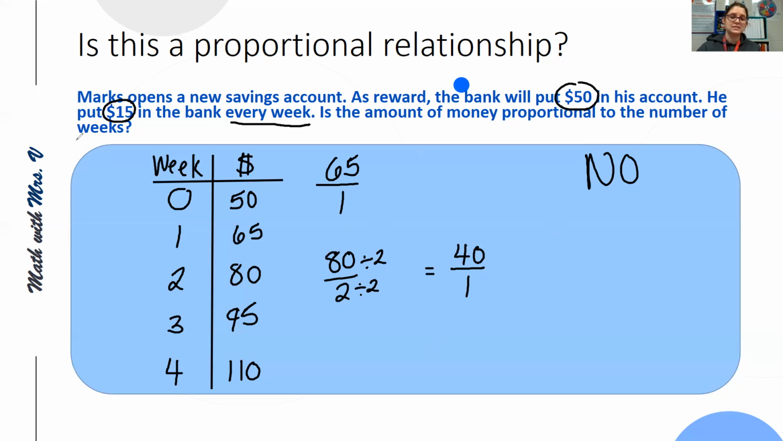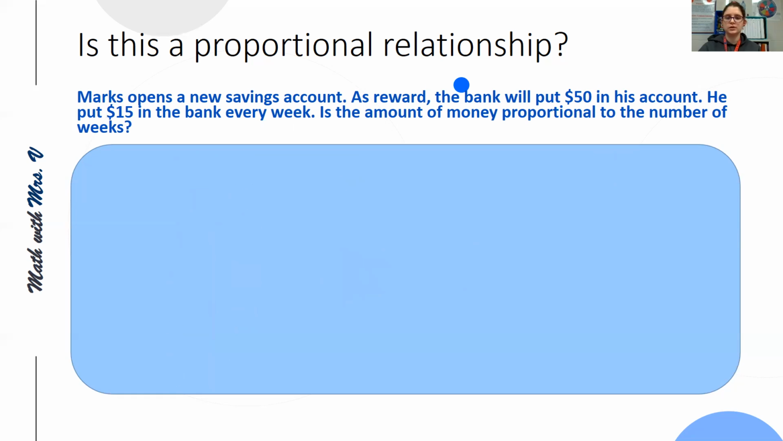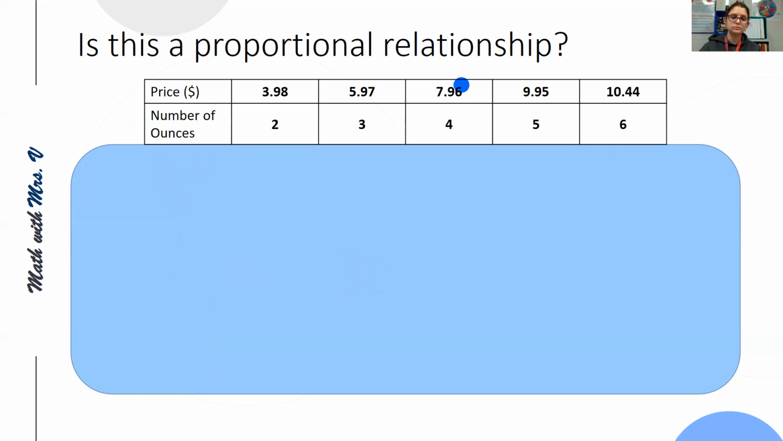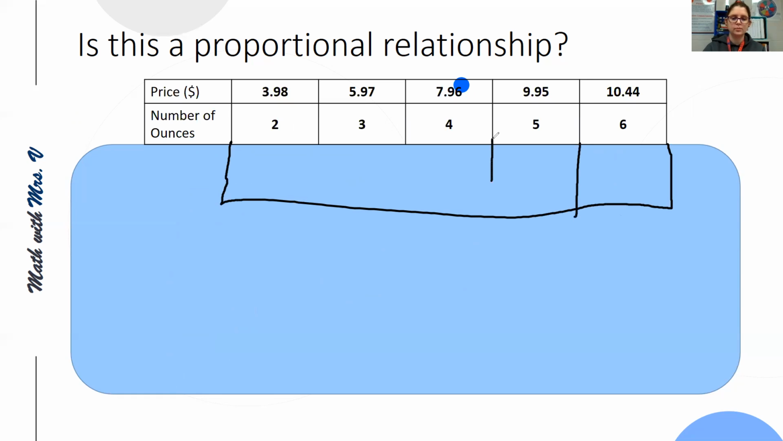Okay, the last thing we want to look at are some charts. So how we can check a chart to see if it's proportional. And it's actually easier than it might seem. All we do is find the unit rate for each section. So what I like to do is to add another set of rows to the bottom of my chart for the unit rate.